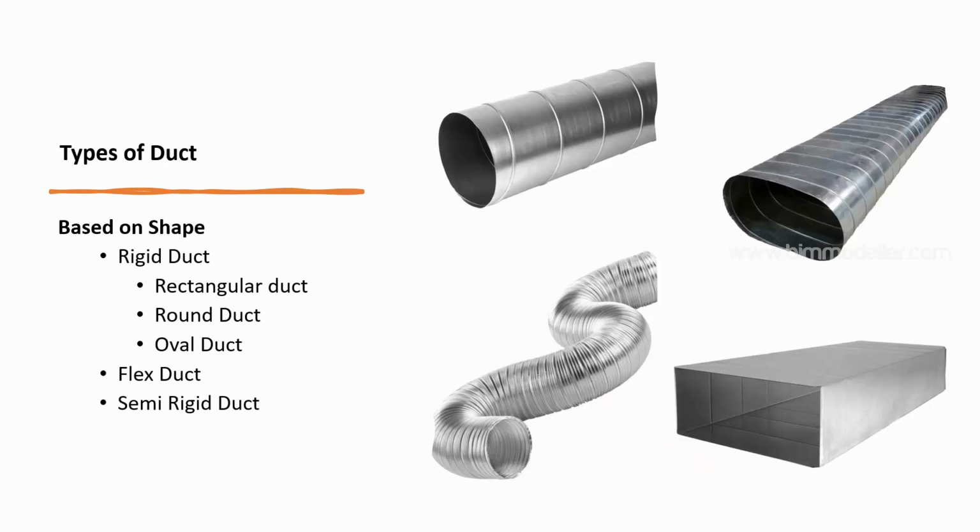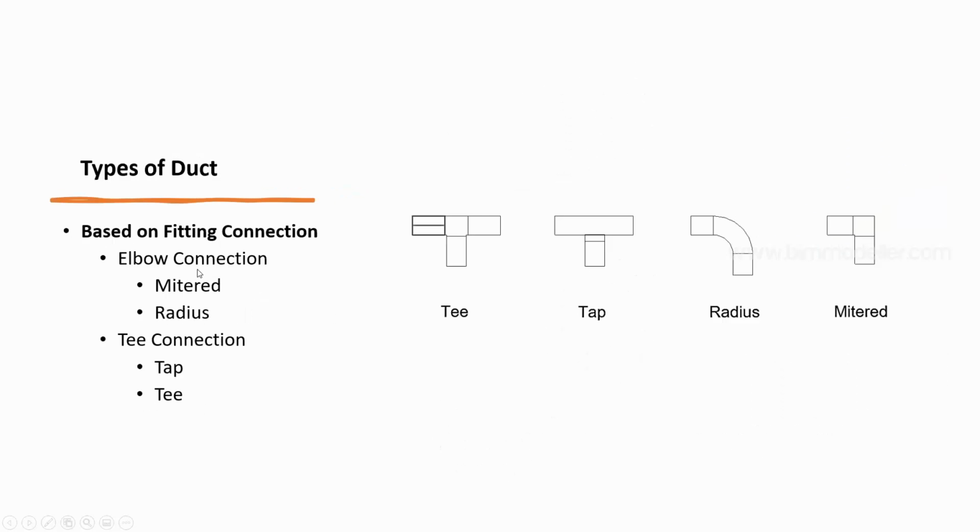Types of duct based on shape: there is a rigid duct, which can be rectangular, round, or oval. You can see the round, oval, and rectangular ducts in the images. A flexible duct is also available, which you can move anywhere you want. Semi-rigid ducts are also available, a combination of these two. These are based on the shape of the duct.